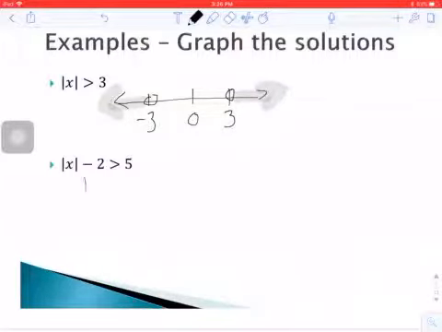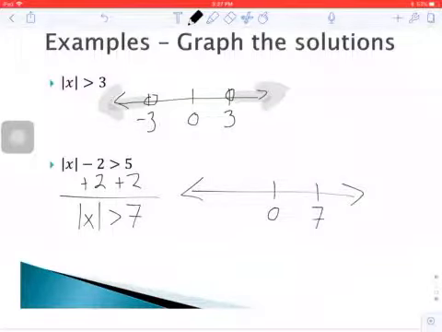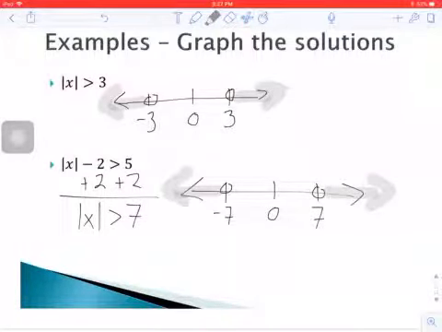With the next one, again, you might have to get absolute value by itself first. So I'll add 2 to both sides and get absolute value of x is greater than 7. And on my number line, here's 0, here's 7, and here's -7. Remember, these are not drawn to scale. And we don't want to include 7 or -7, so we'll put open circles there. Going more right and more left takes me out further, more than 7 units away from 0.